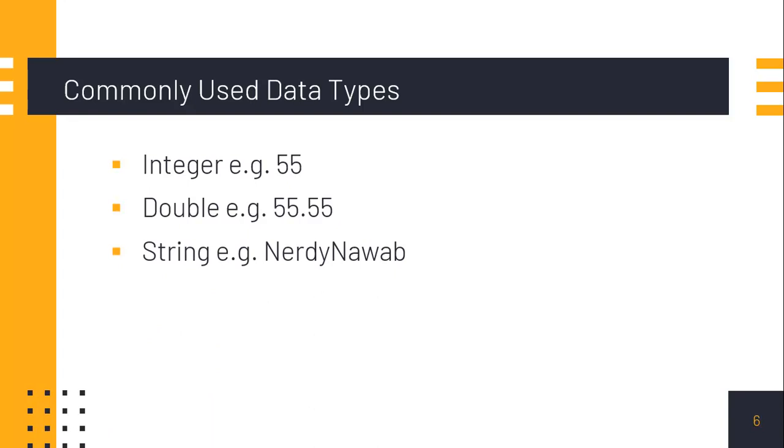You can also have a string type of variable which will store string characters. You can store names, countries, something like that. You can also have a boolean type of variable which holds only two possible values, true or false.